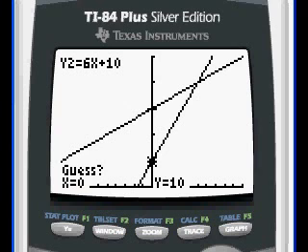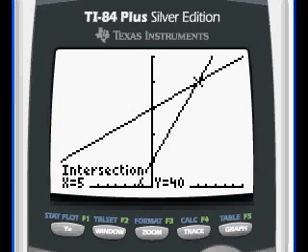And then it says guess? And at this point we can hit enter because there is only one place where these two functions cross. After a moment, it finds the point of intersection. X is equal to 5 and y is equal to 40.